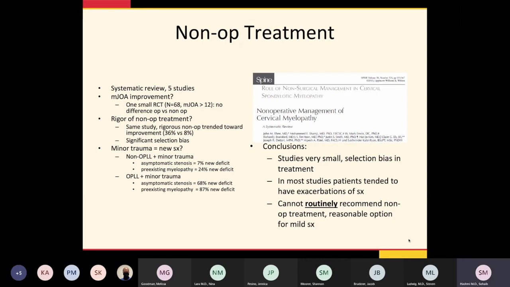It's a reasonable option to consider non-operative management with mild symptoms. However, because of the increased risk of neurologic decline in a patient with moderate and severe, it's not a reasonable option to continue to manage these unless there are surgical contraindications for the patient.